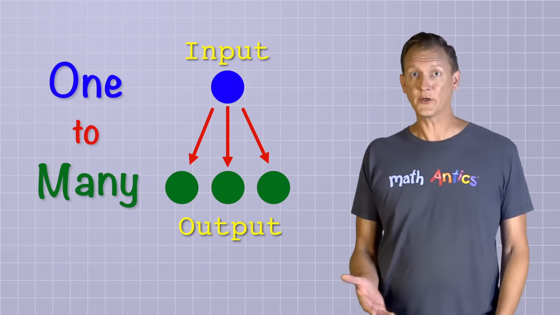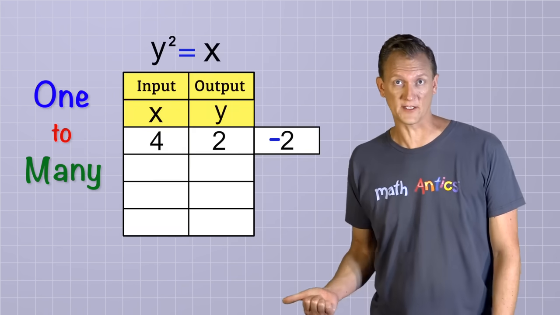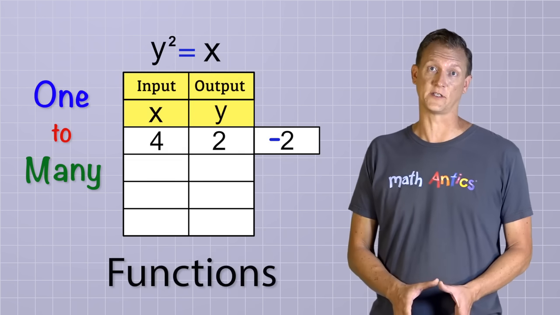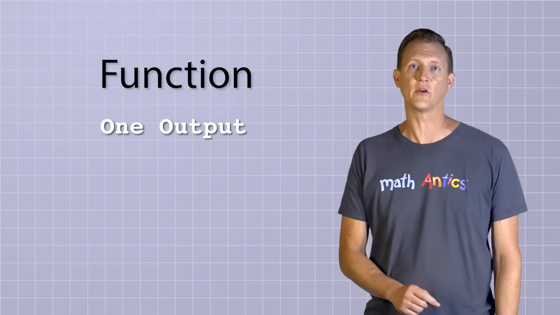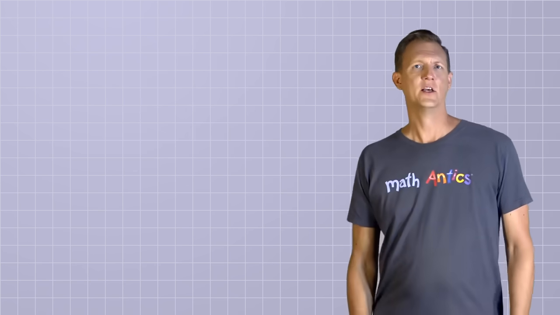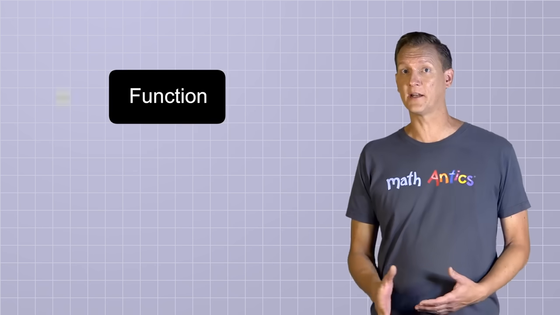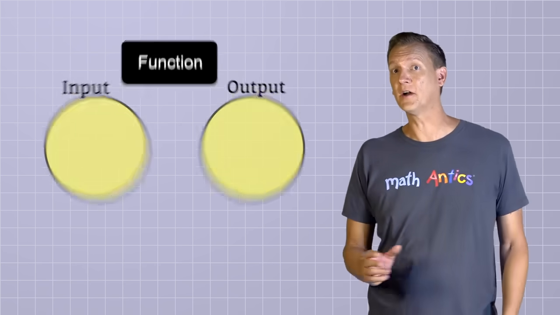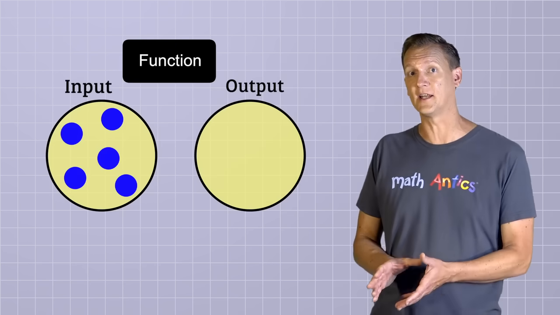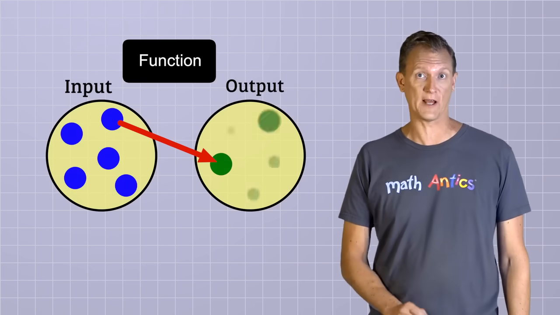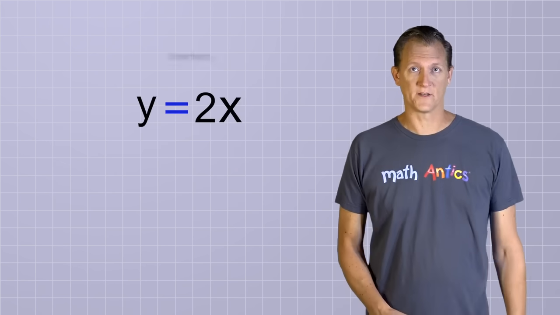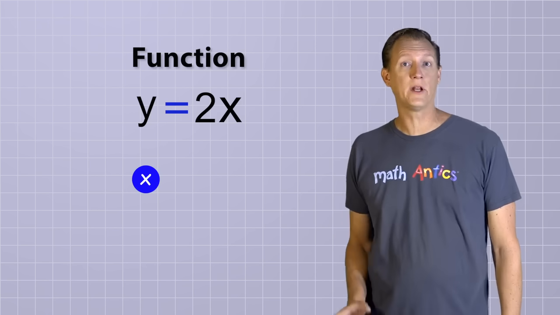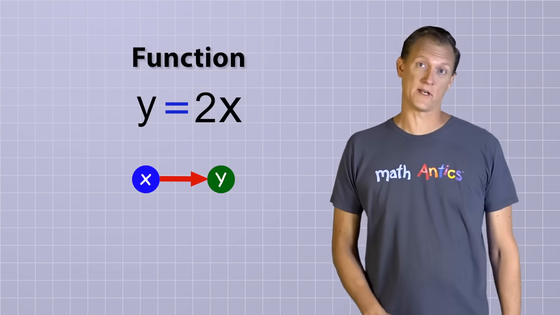One-to-many relations certainly do exist, as we can see from this example, but we don't call them functions. For something to be called a function, it has to produce only one output value for each input value. So a function doesn't just relate a set of inputs to a set of outputs. A function relates a member of an input set to exactly one member of an output set. The equation y equals 2x qualifies as a function because no matter what number you put in, you'll always get just one number as an output.